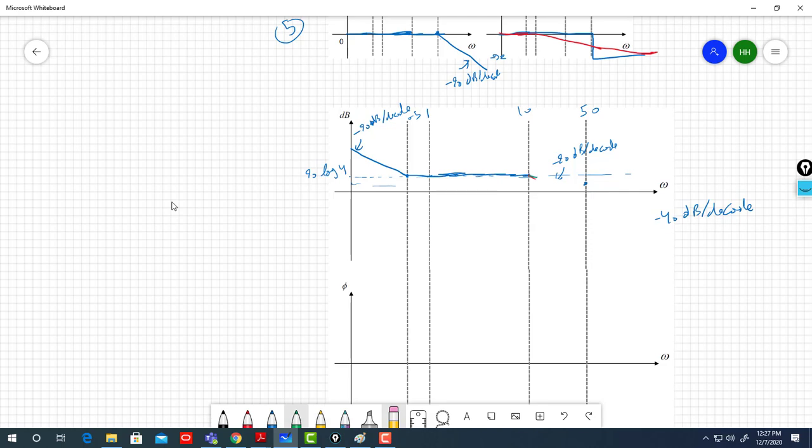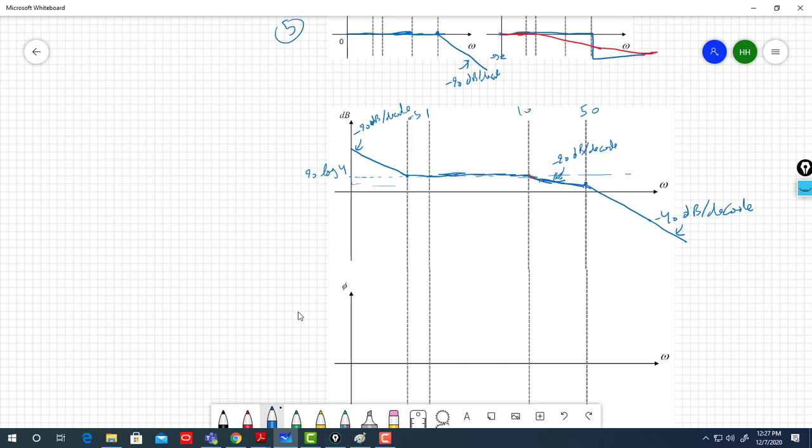Alright. So then it will go like this. This is the minus 20 decibel per decade, and this is the minus 40 decibel per decade.